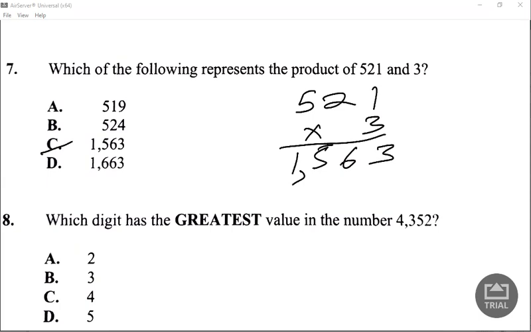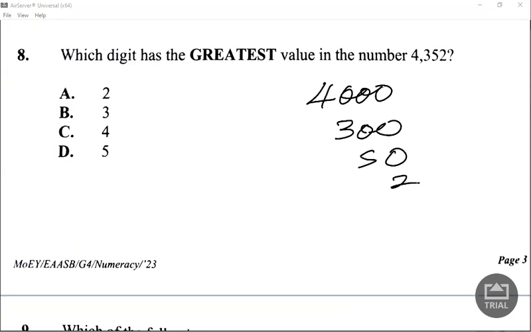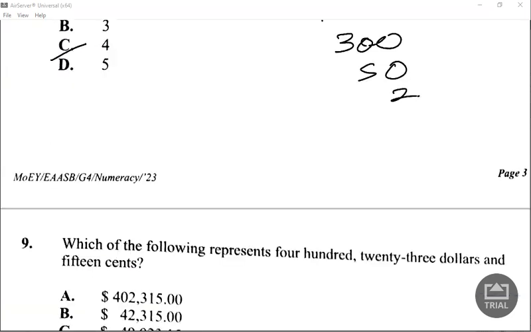Number 8 says, which digit has the greatest value in the number 4352? So let's examine it. It's actually 4 because the value of this digit is 4,000. For 3, it's 300. For 5, it's 50, and 2. So the greatest value is the 4, not 5 in this case.